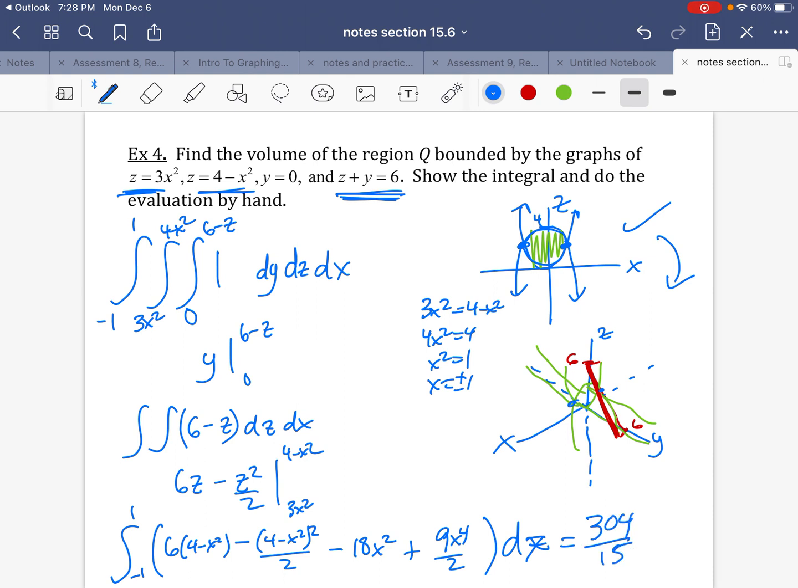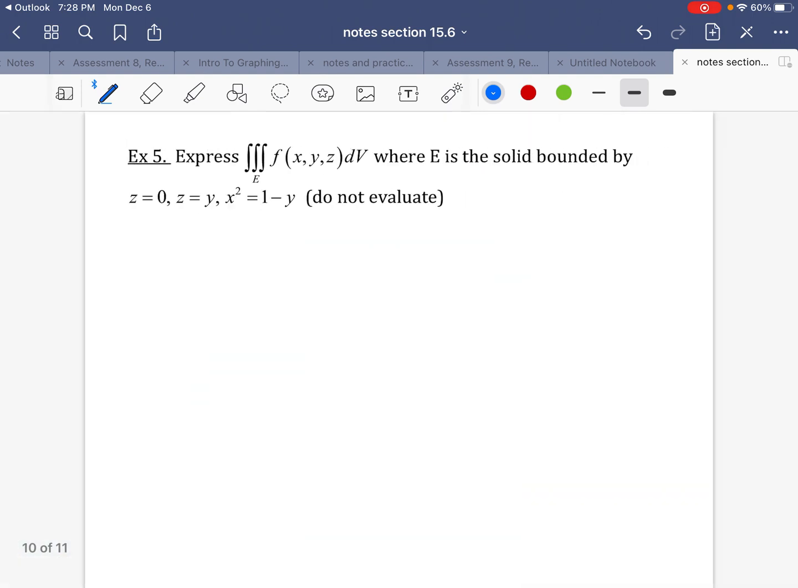Sorry. Put 304 over 15, and I'll check it out in class because in my notes here, I'm missing that 2 right there, and I wonder if I plugged it in my calculator correctly or not. I might not have. All right, so let's do this next one here. We're not evaluating these last two, so it should be done real quick.